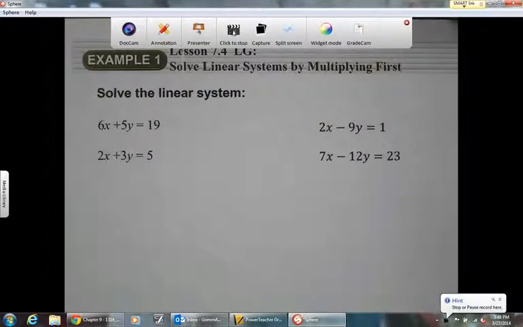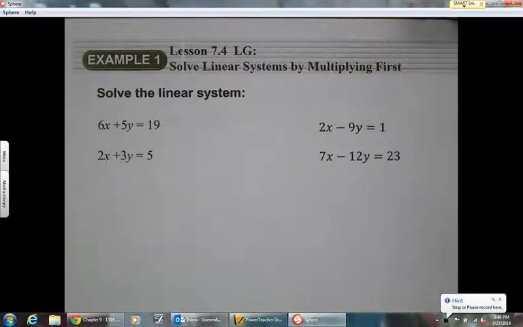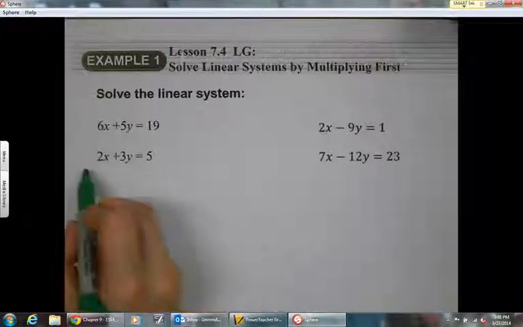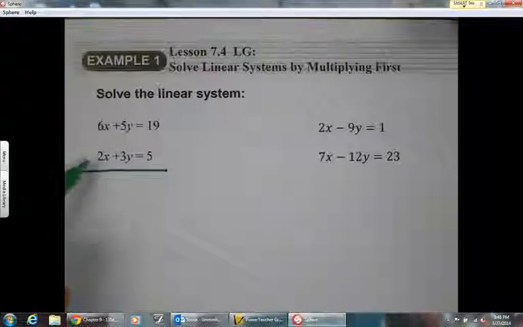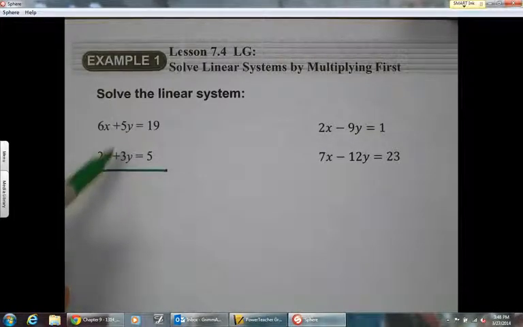All right, today we are in lesson 7.4, and our learning goal is solving linear systems by multiplying first. So we've been talking about systems that we can use elimination, and the problem with this first one is if I use elimination here and I say, okay, I want to add all of these together, well, 6 and 2 is 8, and 5 and 3 is 8, and therefore nothing drops out, and our whole goal there is to get one of the variables to drop out and become 0.